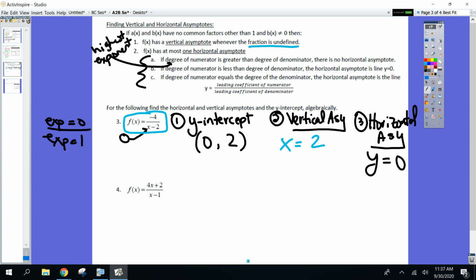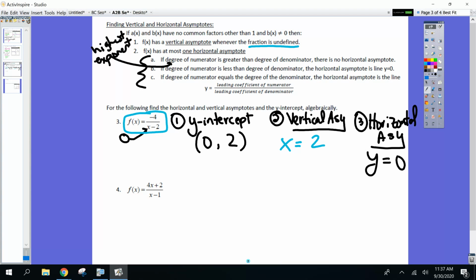Let me go over that again because I don't think I did a great job at all of that. Ready? Here you go, guys. There's 3 scenarios. Highest exponent could be in the numerator. Highest exponent could be in the denominator, or they could be equal to each other. Those are your 3 scenarios, which I've laid out in A, B, and C. Good?